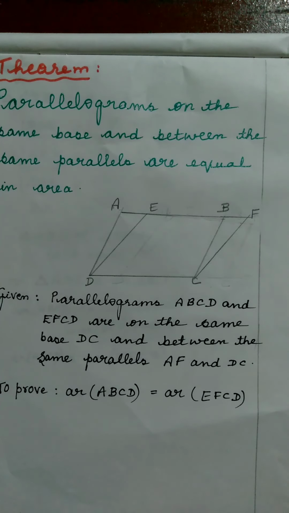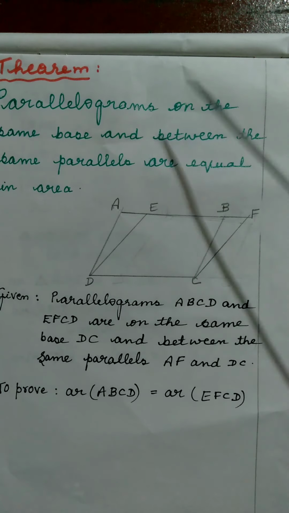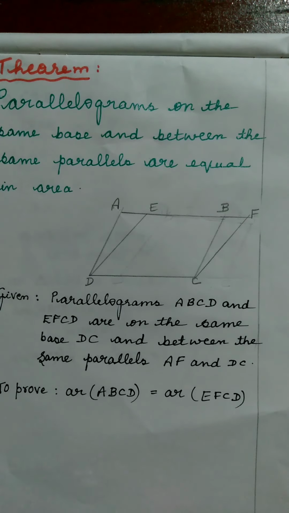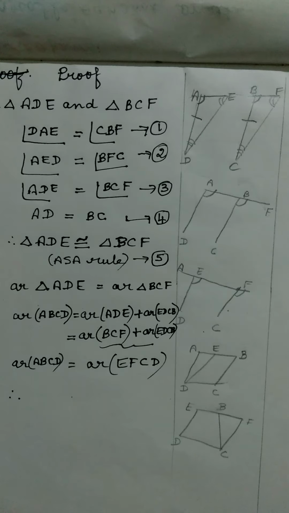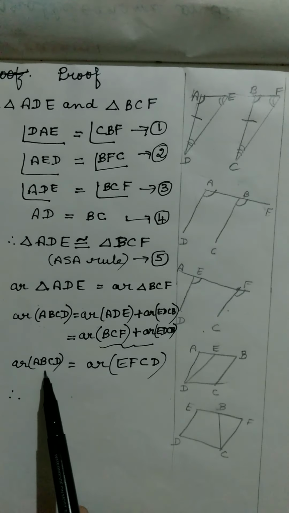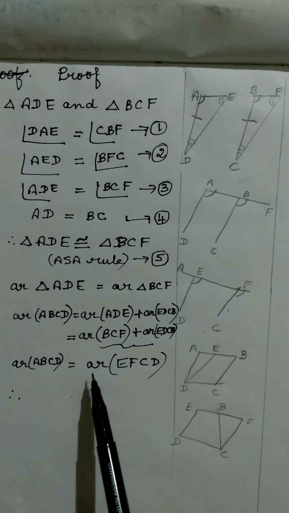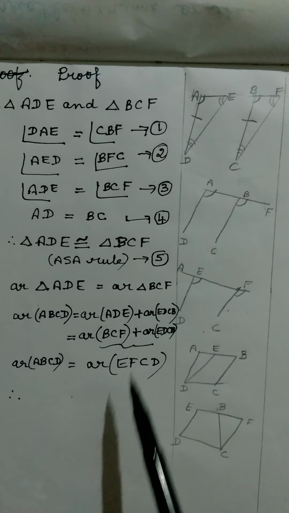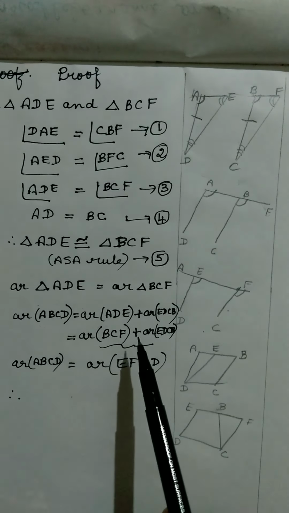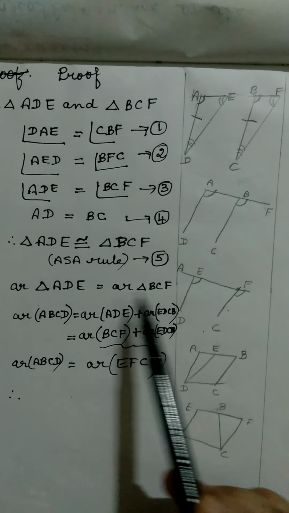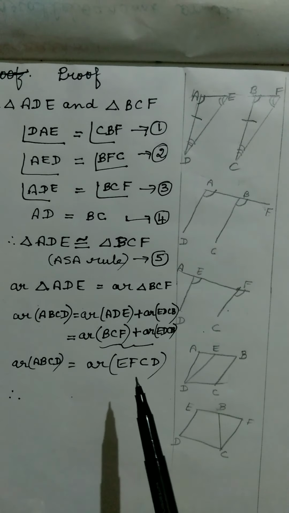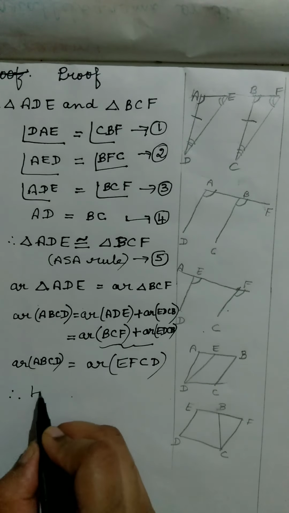Therefore, we wanted to prove the statement parallelograms on the same base and between the same parallels are equal in area. Therefore, we wanted to prove area of parallelogram ABCD is equal to area of parallelogram EFCD. And finally, we got in the last step, that area of parallelogram ABCD is equal to area of parallelogram EFCD, because area of triangle BCF plus area of parallelogram EDCB together give you the area of parallelogram EFCD. Hence the proof of this statement.